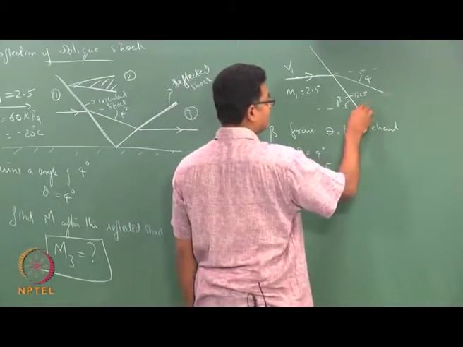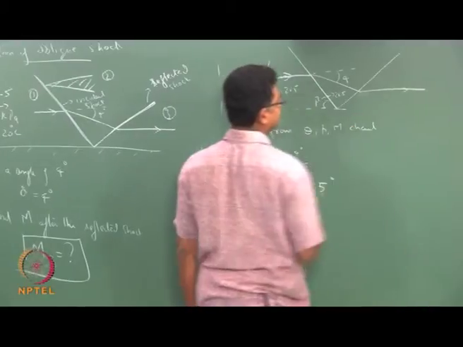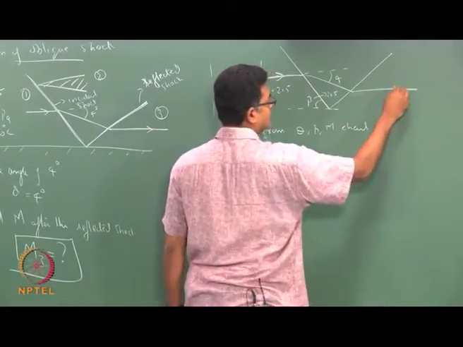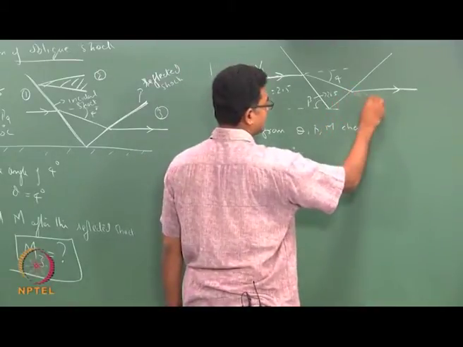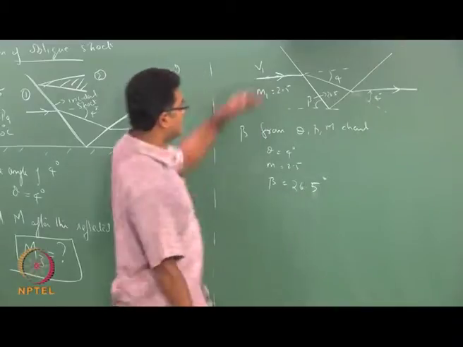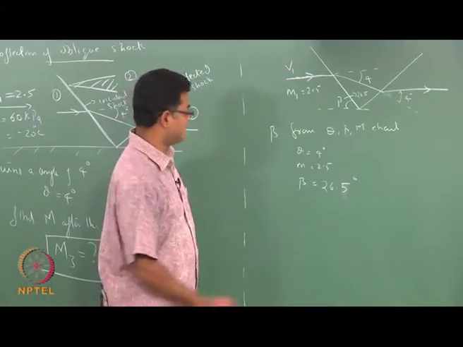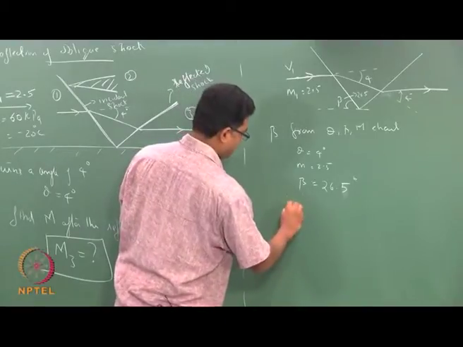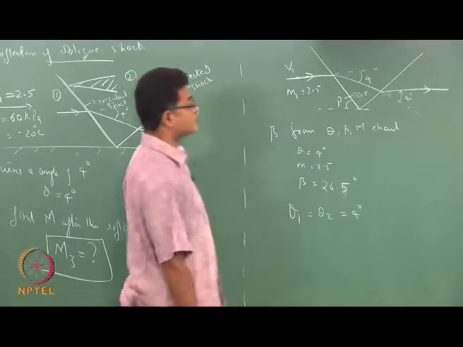So this is reflected by another shock which turns the flow direction parallel to the surface. So this turn angle is also 4 degrees, if we want to have a line parallel to V1. Okay, so your theta 1 is the same as your theta 2, which is 4 degrees.